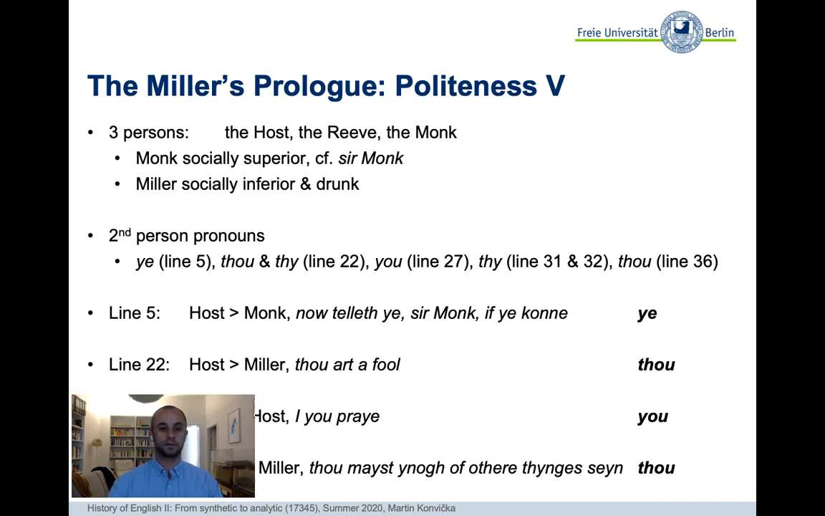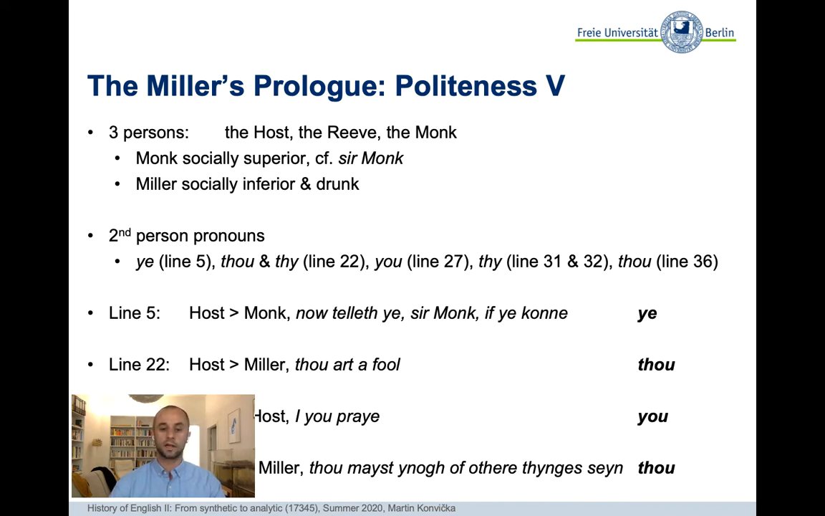Right. So to sum up here, we have the three persons: the host, the reeve, and the monk. The monk is obviously socially superior. He's also being addressed as Sir Monk. The miller is then socially inferior to the other persons. For one, he's a miller, right? And the second thing is that he's drunk and he actually wants to tell his tale instead of the monk.